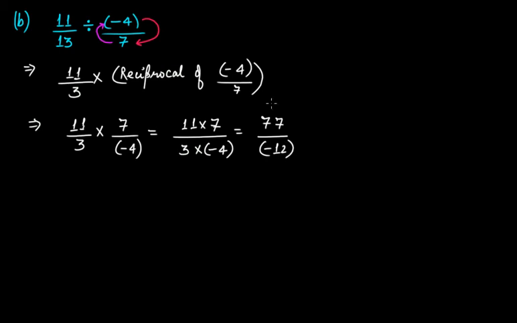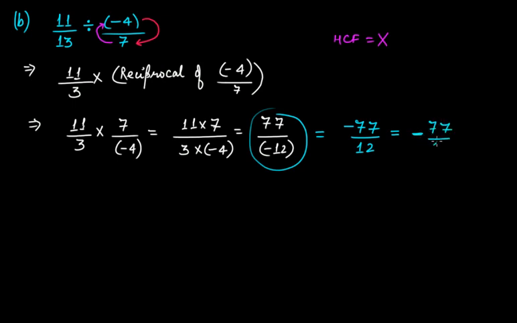Now, if you look at these two numbers, there is no highest common factor. Therefore, you cannot simplify it further. But there is one more way to, in fact, two ways to write the answer. The same thing. This is 77 over minus 12. You can write it as minus 77 over 12. That is, you can take this minus sign to the numerator, or you can write it as minus in the center, then 77 over 12.